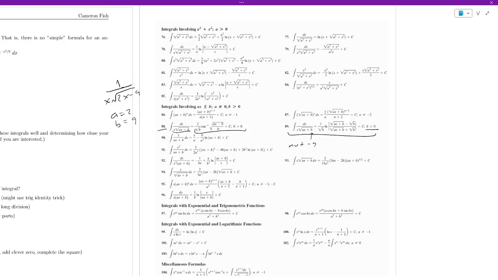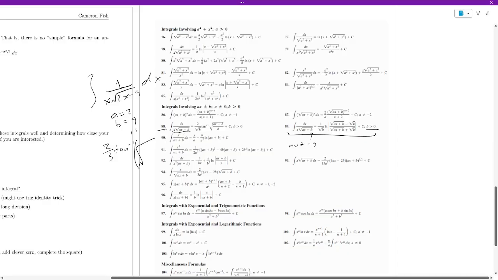So we just have to write down our answer. This integral, according to the table, is going to be whatever this right hand side is with our a and b plugged in. So it'll be 2 over root 9, which is 3, tan inverse, and then a is 2, so it's a big root actually, root 2x minus 9 over 9.